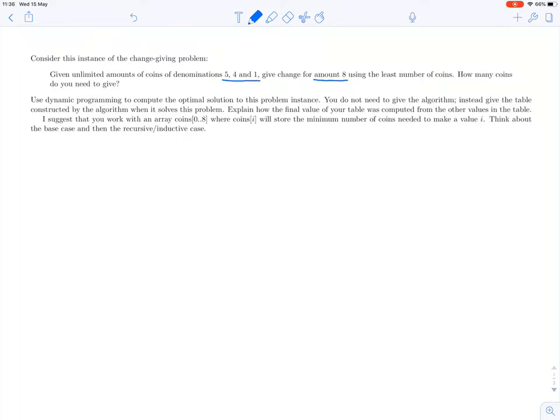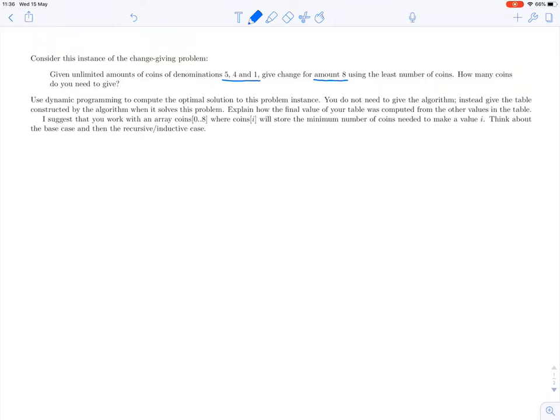To use dynamic programming, we need to write down a recurrence and a base case, and then we use that to complete our table, which is going to store the final solution and also all of the simpler solutions that we use to compute the final solution. And we're going to do this bottom up.